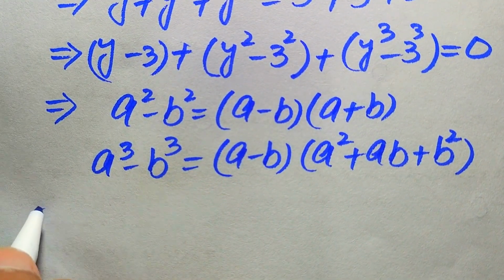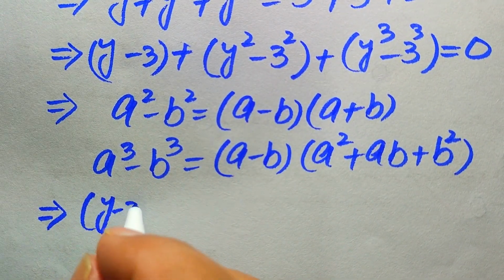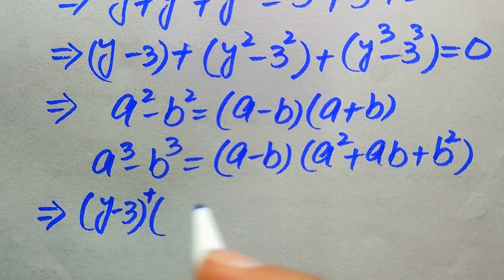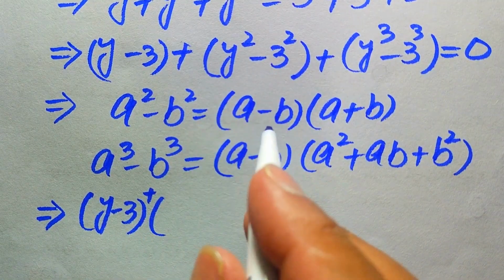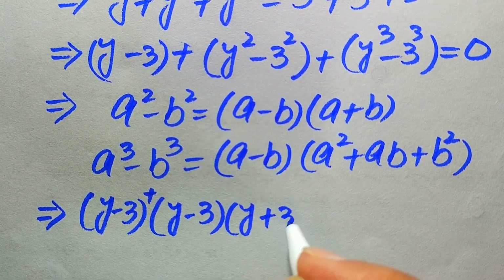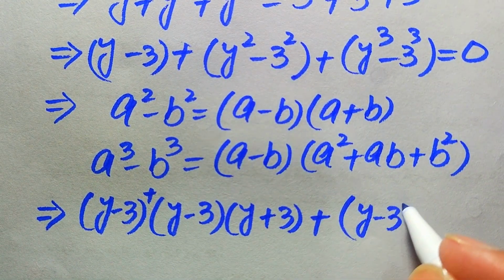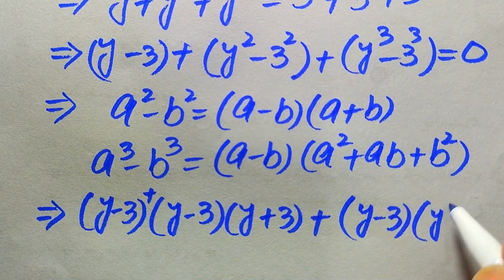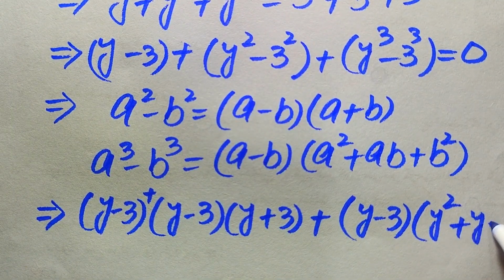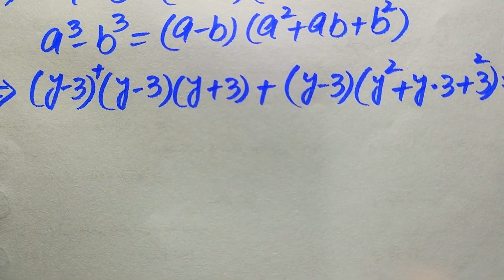So we use both of these formulas in the above equation, and this will be written as y minus 3 plus, here we use this formula and it becomes y minus 3 times y plus 3, plus y minus 3 times y squared plus y times 3 plus 3 squared, and this whole equation is equal to 0.